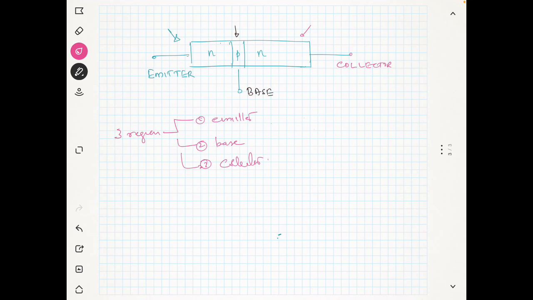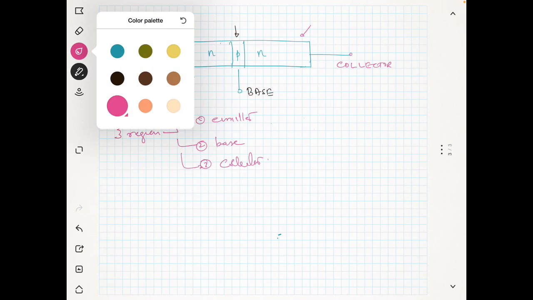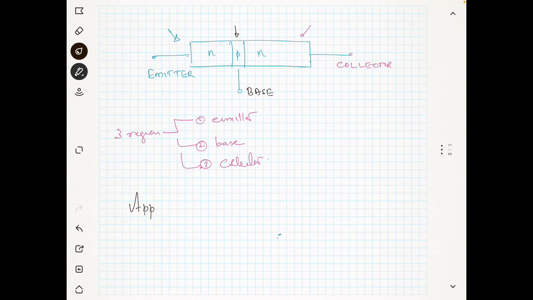Now, what are the applications of these transistors? One of the important applications is that it can act as a switch. It can also act as an amplifier. These are the two basic applications of the transistor. There are many applications, and we will talk about all these things later.